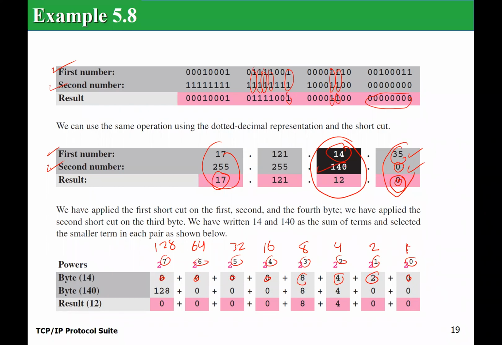So always when you see a high number, grab the highest first. So I will grab 128. Then I will keep adding, see if that's enough. 128. Can I add 64? It's going to be too much. So that's why I keep it 0. I will keep 32, it's too much. Okay, 16 will be too much. It's going to be more than 140.